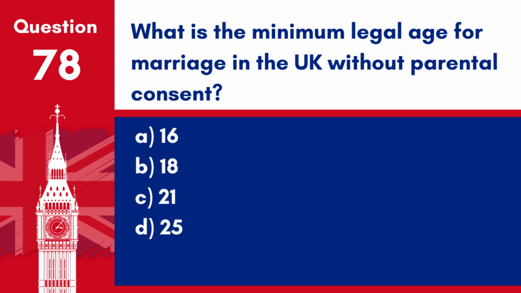Question 78. What is the minimum legal age for marriage in the UK without parental consent? A. 16. B. 18. C. 21. D. 25. Answer: B. 18. The minimum legal age for marriage in the UK without parental consent is 18 years old.